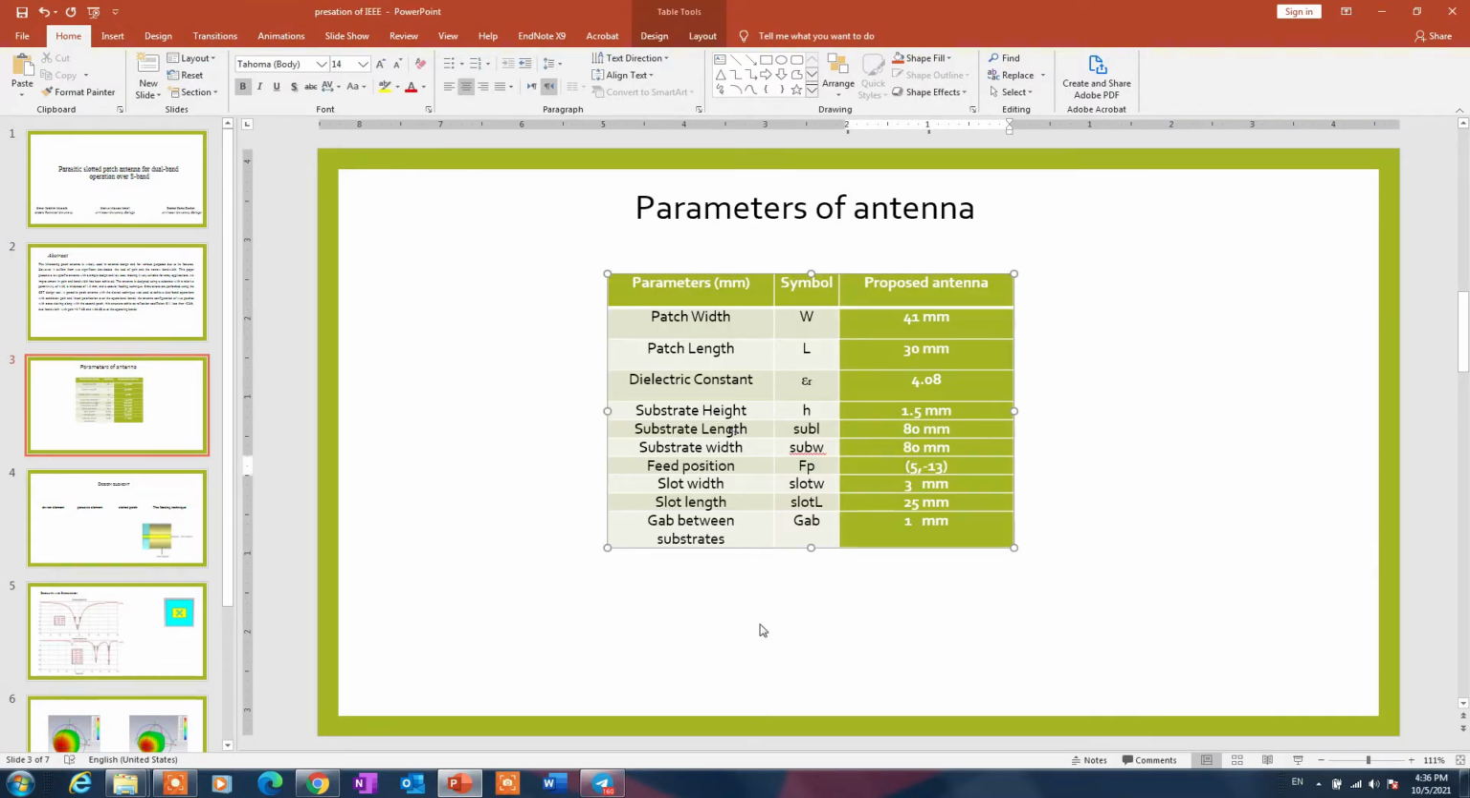The parameters of the antenna design. Sample: proposed antenna. Patch width 41 mm, patch length 30 mm, dielectric constant 4.08, substrate height 1.5 mm, substrate length 80 mm, substrate width 80 mm, feed position 5, -30, slot width 3 mm, slot length 25 mm, the gap between the substrates is equal to 1 mm.